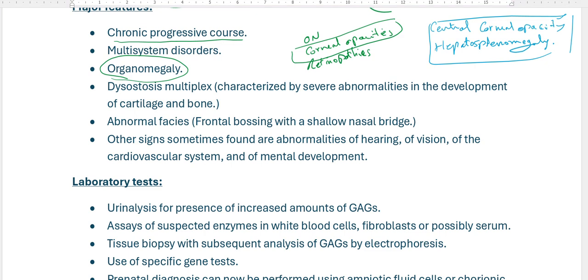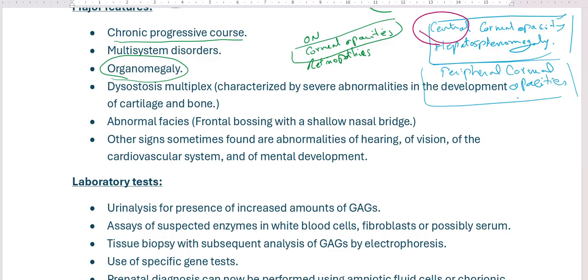Bear in mind, I mentioned here central corneal opacity because some children might be born with peripheral corneal opacities and might be having hepatomegaly as well. But these children or these infants with peripheral corneal opacities usually have intrahepatic cholestasis, not mucopolysaccharidosis.